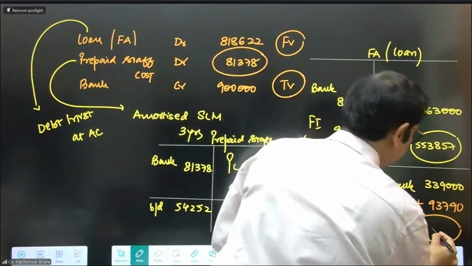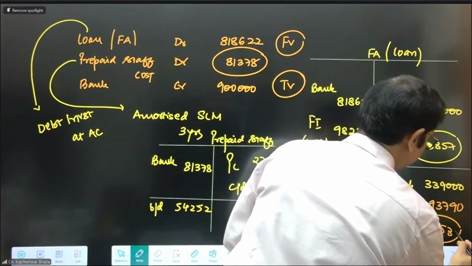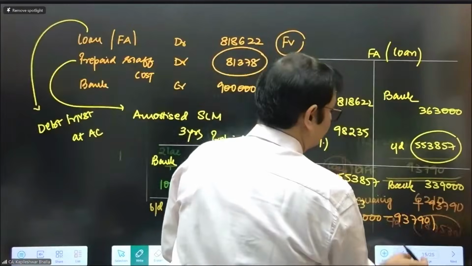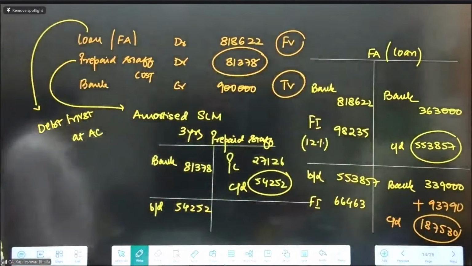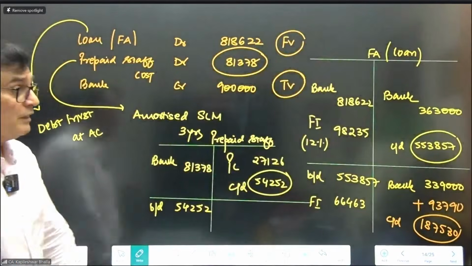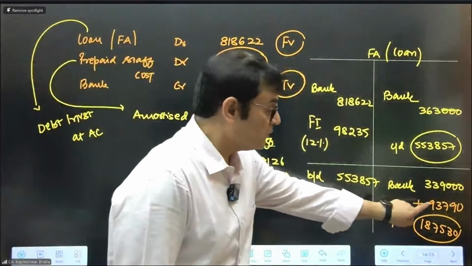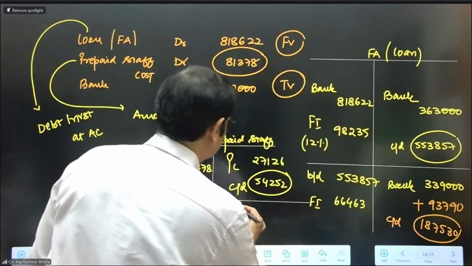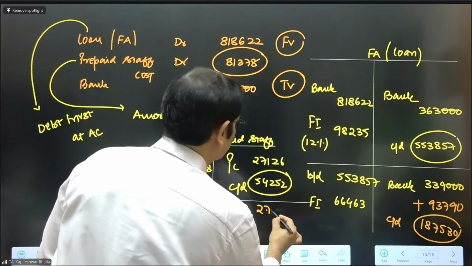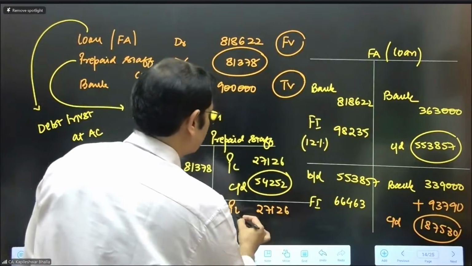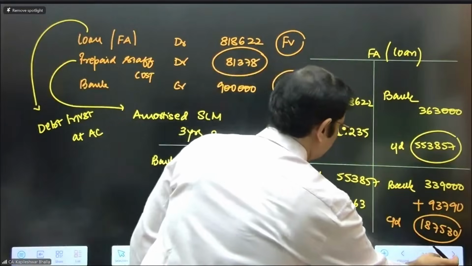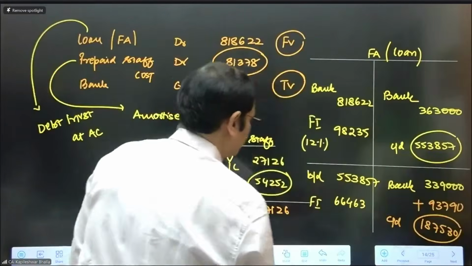This is 187,530, which of course you can match up with the fair value. The balance CD is nothing but the remaining fair value. So out of that 1 lakh rupee prepayment, we got what is adjusted out here, and we can also make adjustments out here. This is 27,126, and then we put by bank.